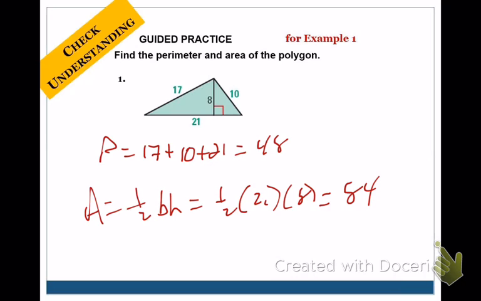Did you get this? Perimeter, just add up all three sides, 17, 10, and 21, and you get 48. Area is 1/2 base times height, where this is the base, and this is the height of this triangle, just how tall it is, right? And we want to use that at a perpendicular because that's how we measure height. It's a perpendicular height, okay?